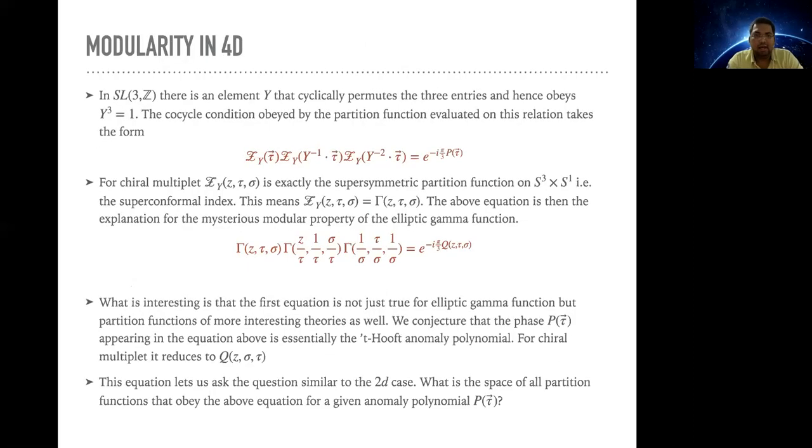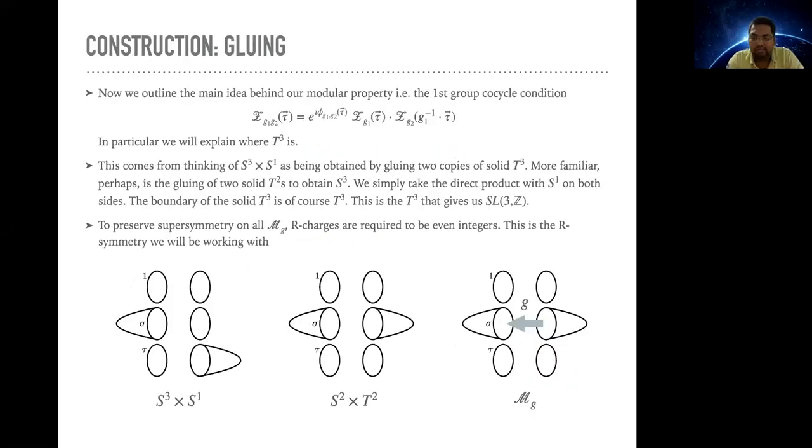Okay, now let's get to the main chunk of the talk, where I will explain the results that I just stated. In particular, I will explain where this first group of cyclic condition is coming from, and what all these labels G that appear on the partition functions are. Now, first of all, let me answer, where is this T3? Because the group that we are encountering is SL3Z times Z cubed to the power R. So it's very natural to first ask, where is this T3?